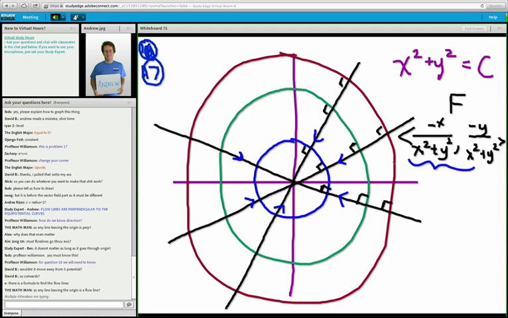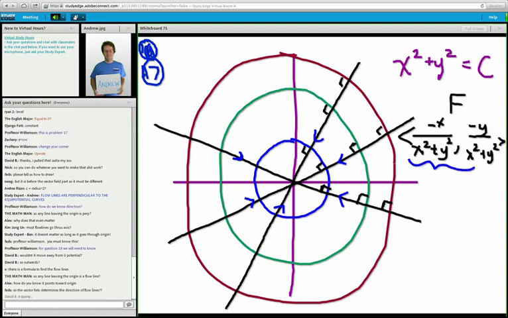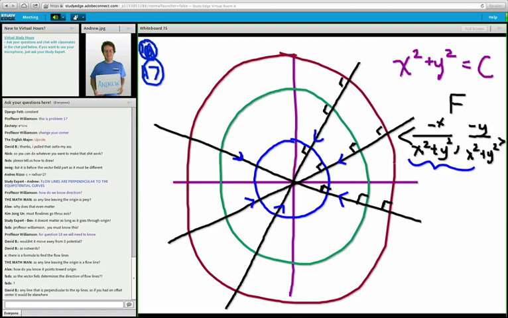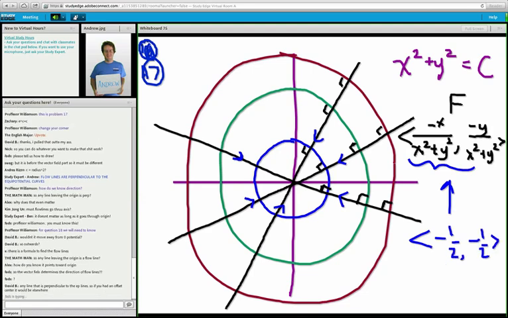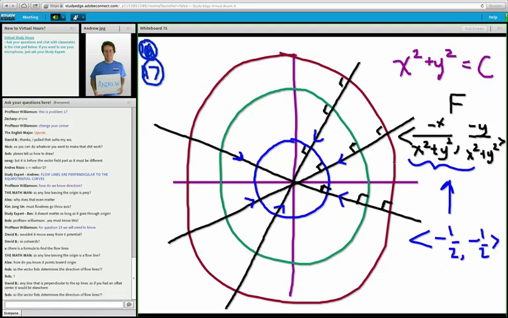Because that's my vector field. Again, my vector field is given by what I have bracketed over on the right. Pick any point you want, let's do 1, 1. If you plug 1, 1 into that vector field, you get negative 1/2, comma, negative 1/2. At 1, 1, you plot that vector, and it points toward the origin.